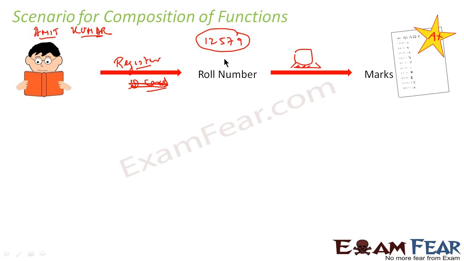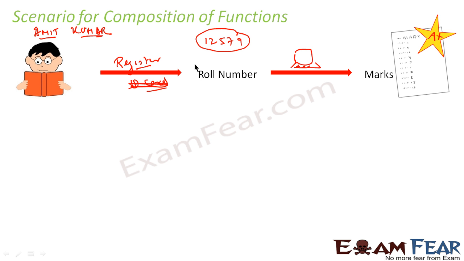And then you take this roll number and upload it on the CBSE website or any other website which takes the roll number as input and gives the marks as output, and you get the marks. Because generally the websites which give marks don't take the name of the student, they take the roll number. So to get the roll number you have to first consult the register.